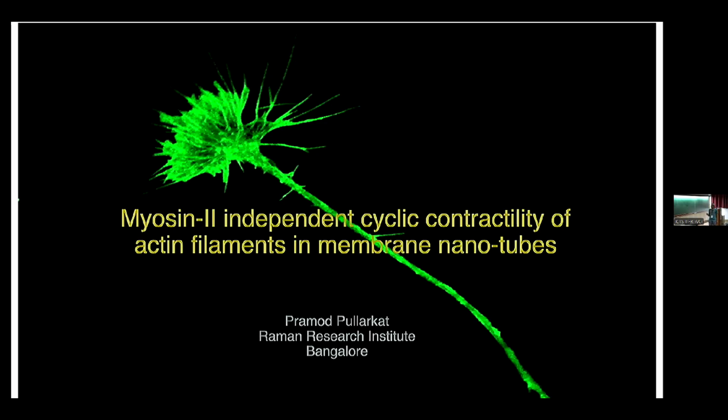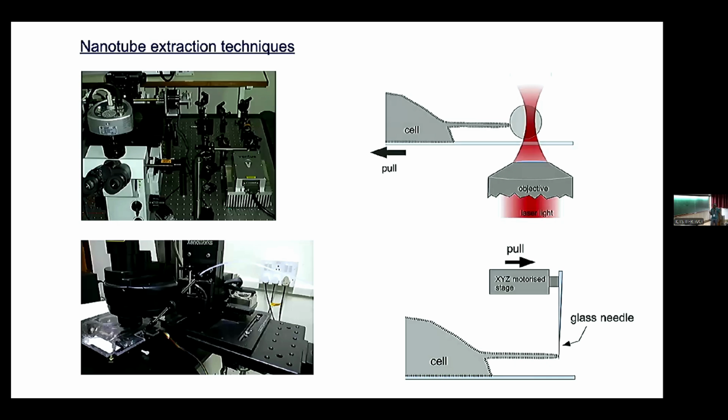So I'll be talking about myosin II independent cyclic contractility of actin filaments in membrane nanotubes. I begin by explaining what membrane nanotubes are and how we generate them.